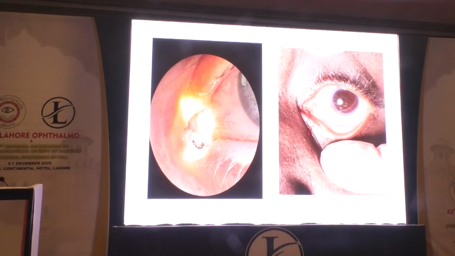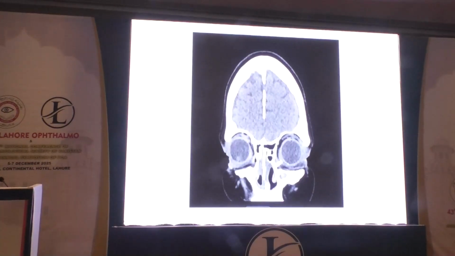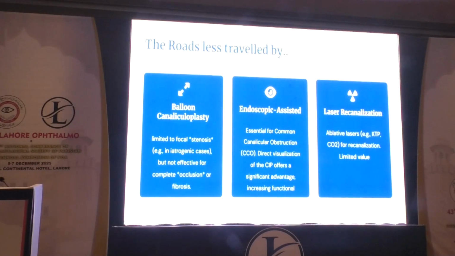So these are two of our patients with successful Jones tube placement. As you can see, the Jones tube is present at the medial canthus area. This is a coronal CT scan showing the Jones tube in place in the left orbit, going through the lacrimal bone over there.